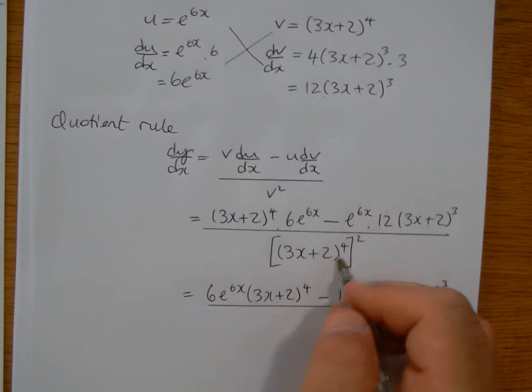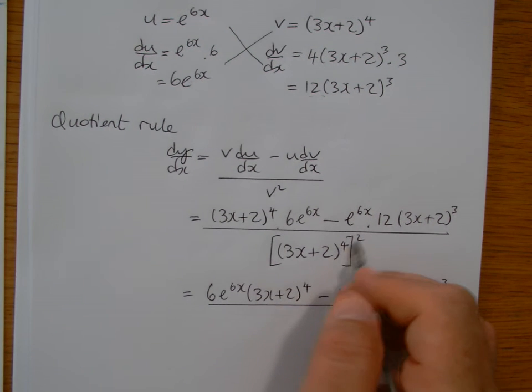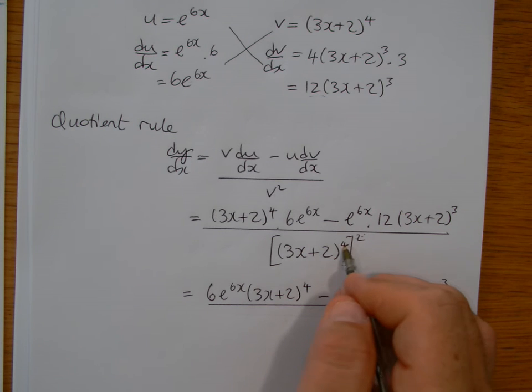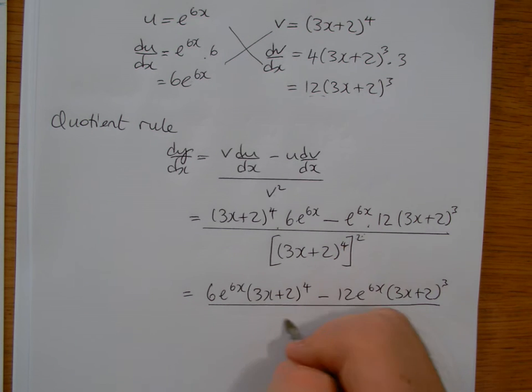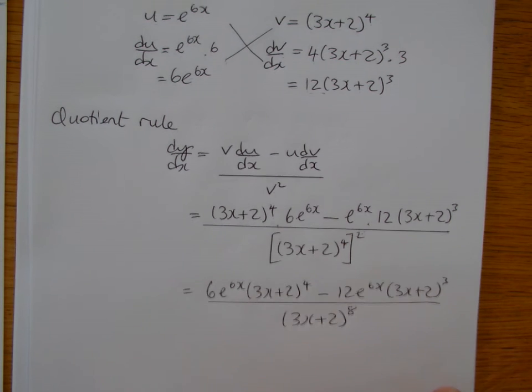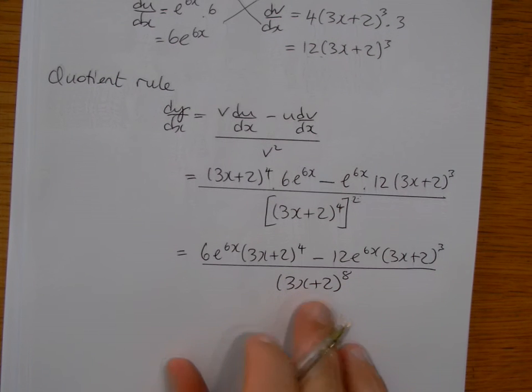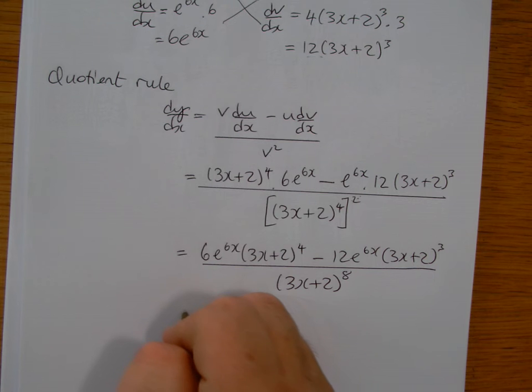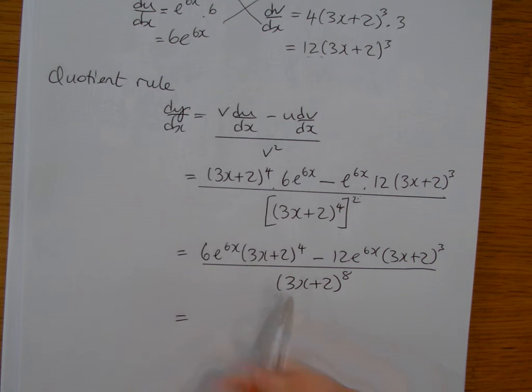On the bottom then, remember like we discussed before, you've got a power raised to another power. So you actually times these, okay? When you've got one power raised to another, you times them. So this will actually be (3x + 2) to the power 8, and then you're done. You leave that at the bottom as it is, right? You don't simplify that any further, for the moment at least anyway.